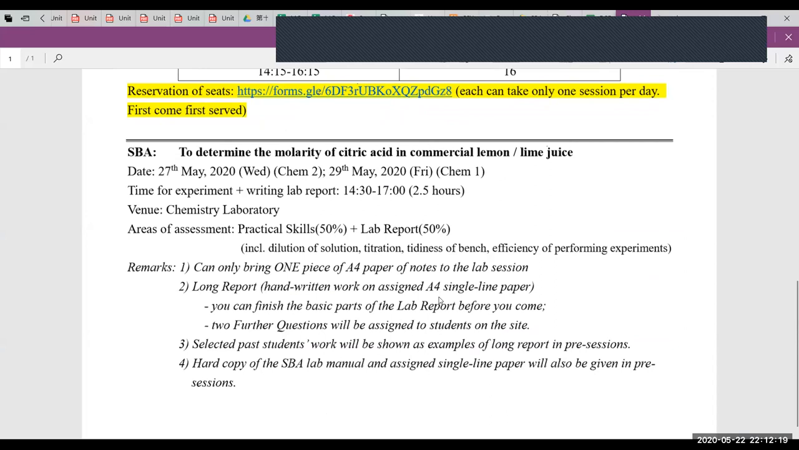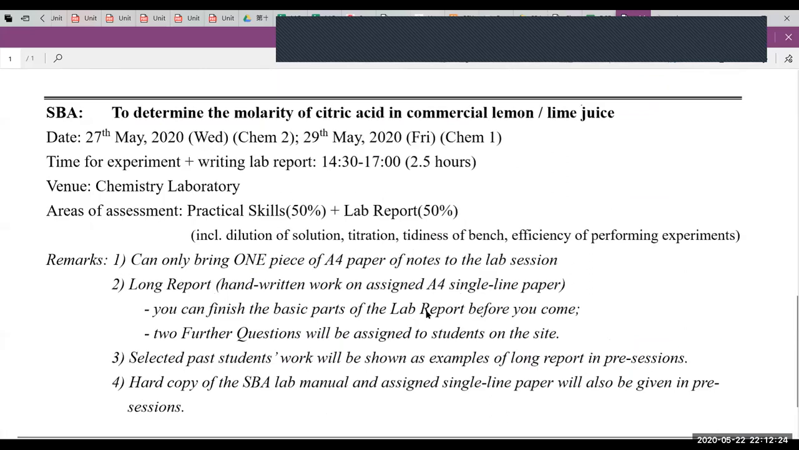Remarks, first of all, you may bring some cheat sheets by yourself, but that cannot be more than a piece of A4 paper. Two, your lab report should not be typewritten. You have to handwrite your work. I will supply you with single line paper when you arrive at the chemistry lab. And you can finish some basic parts of the lab report before you come. And you will have some further questions, which will be assigned on the site. Three, if you want to get some idea about what that is, I will show you some past students' work when you come to the pre-session. And finally, your real SBA lab manual will be given to you either Monday or Tuesday. You can come back either day to get the hard copy.